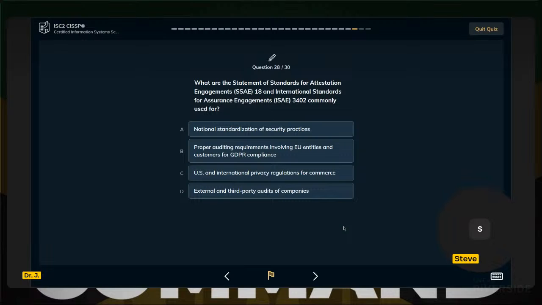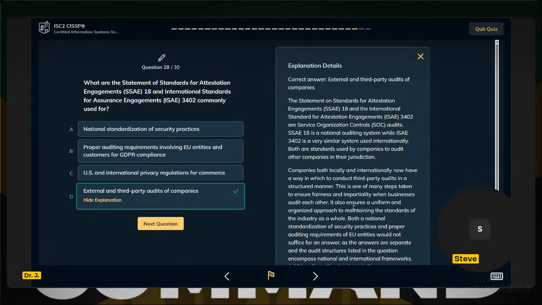B gives you audit, but it's still between the EU. But I think D is the better one because it deals with the third parties. Well, GDPR isn't really an audit. Yeah, because it got proper auditing requirements by EU entities. When you're talking about the ISA, the international standards, and GDPR, that's international. I'm sticking with D. I'll pick it, but I don't feel great about it.